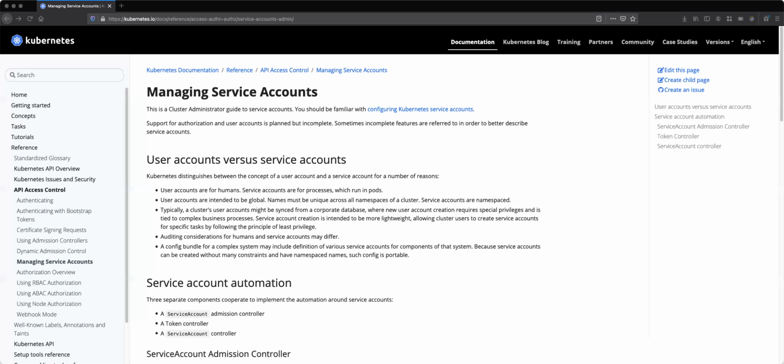Remember, we have the admission controller. Then we have the service account controller, which is part of the controller manager, the kube-controller-manager. What is the job of that service account controller? This should be very, very straightforward. So those are the questions. This is the one part of the video.